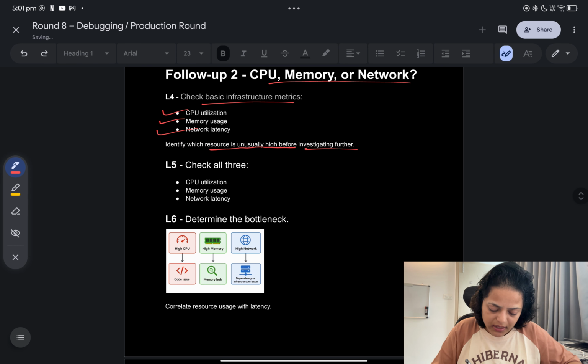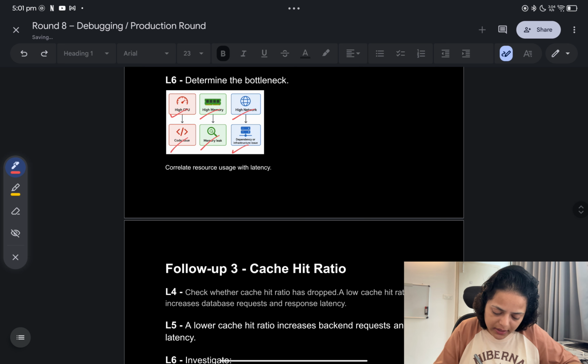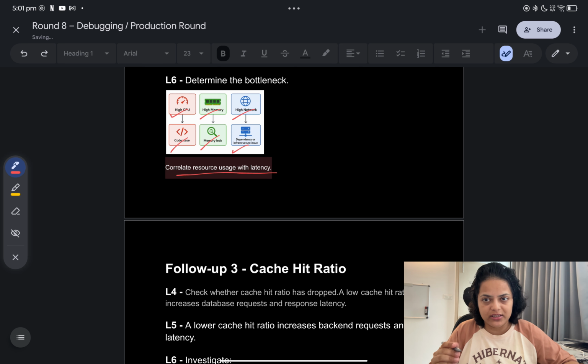Then L5 will say that he will check all three again: CPU utilization, memory usage, and network latency. Then L6 will say that he will determine the bottleneck. If high CPU is there, he can conclude that it is a coding issue. If high memory is there, then definitely there are some memory leaks in the application. And if high network, then it is a dependency or infrastructure issue. Dependency is taking more time. So correlate resource usage with latency.